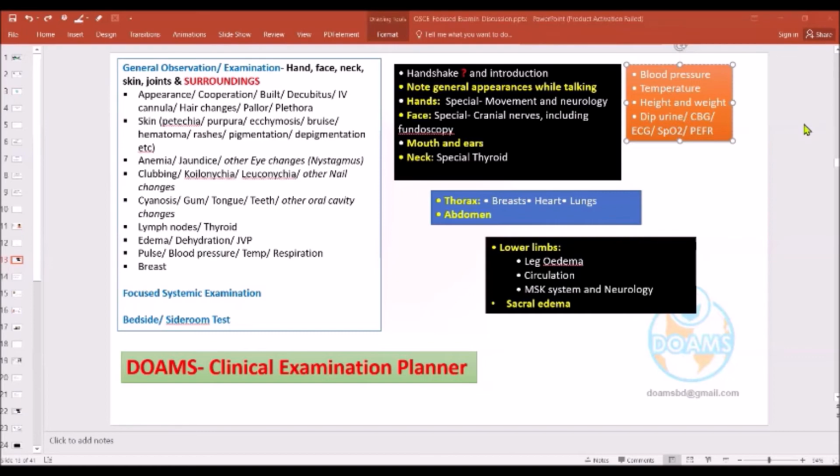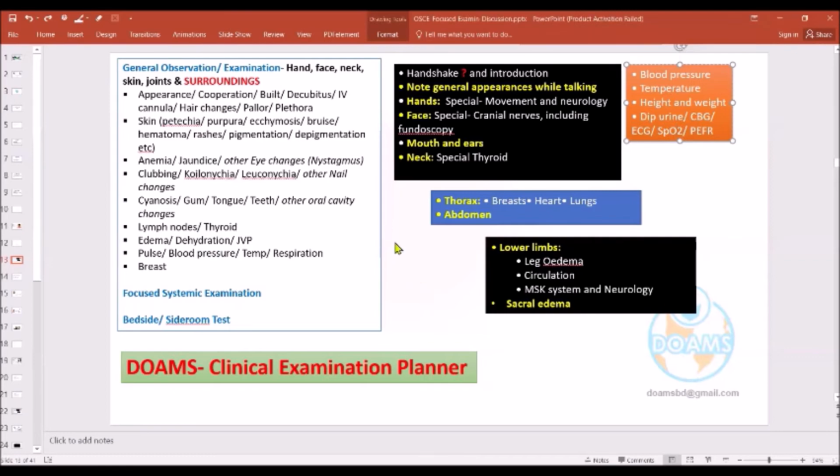The cranial nerves and the reflexes will not take, possible. Simple answer: not possible. So how to make it useful? By managing your time. Managing your time. Suppose I start from the beginning.